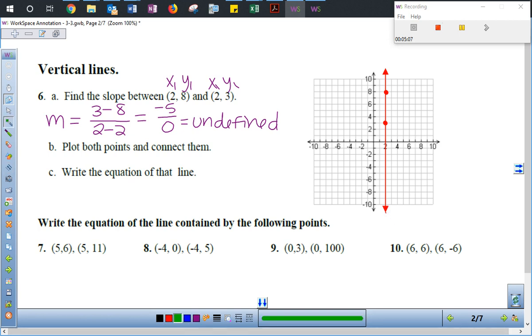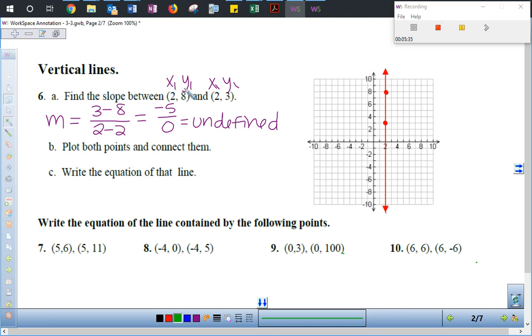And if you'll notice, this line goes straight up and down. Okay, this is what we call a vertical line. Now they want me to write the equation of that line. Well, if I were to try and use the y equals mx plus b, this isn't going to work because my slope is undefined and I can't put a word in there for a slope. So let's look at the ordered pairs that they gave us. They gave us 2, 8 and 2, 3. Hopefully you'll notice that my x values here are the same.